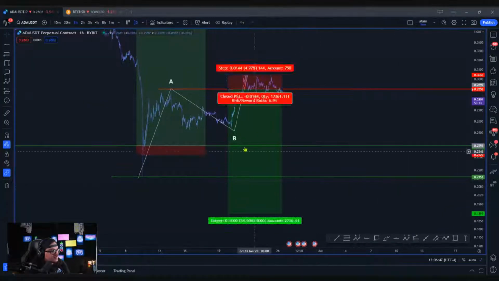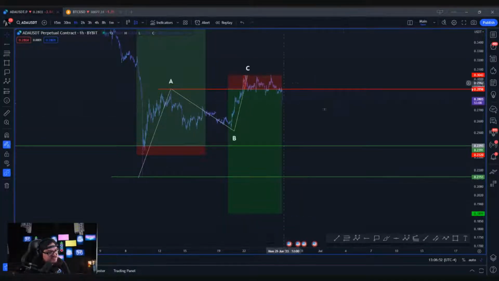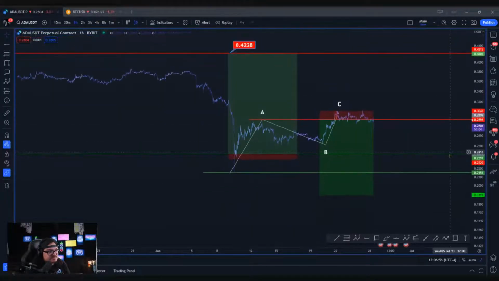Those are the two trades I'm playing. Hopefully we can get a continuation, or actually a continuation in either direction. I wouldn't be upset with either or. We just have to wait and see.